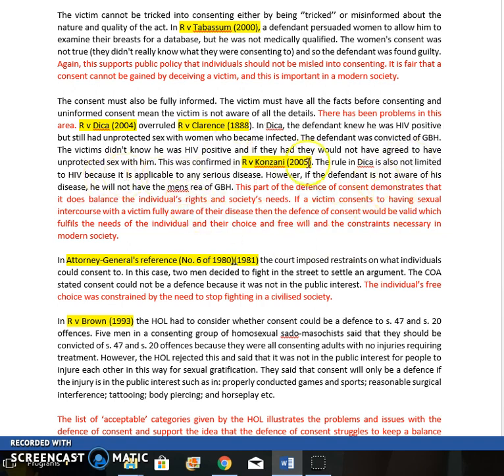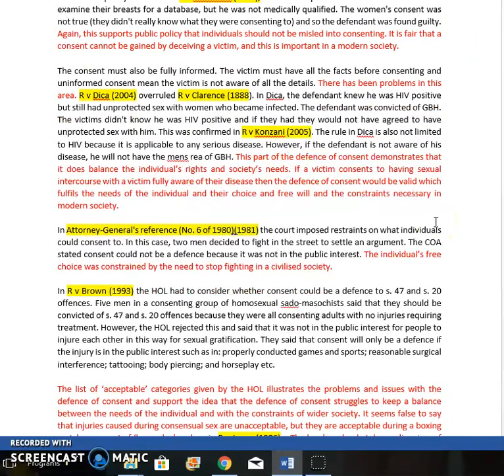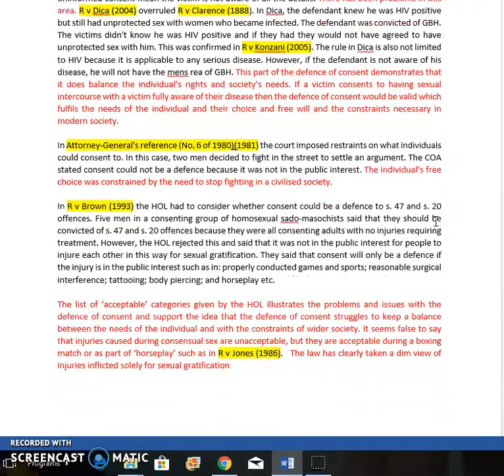So what I've put there in terms of evaluation is that this part of the defence of consent shows that it's balancing individuals' rights and society's needs. If a victim consents to having sexual intercourse with a person fully aware of their disease, then consent's going to be valid, and that fulfills the needs of the individual, their choice and free will, and also balances constraints in a modern society. But quite interesting there in terms of recent biological disease cases.